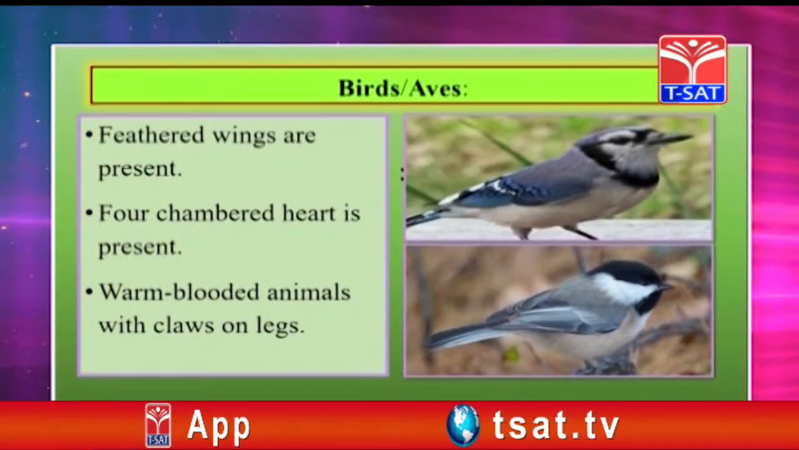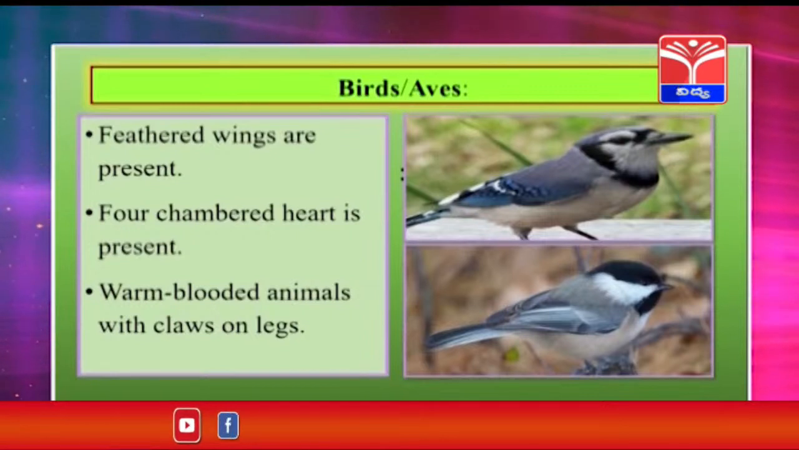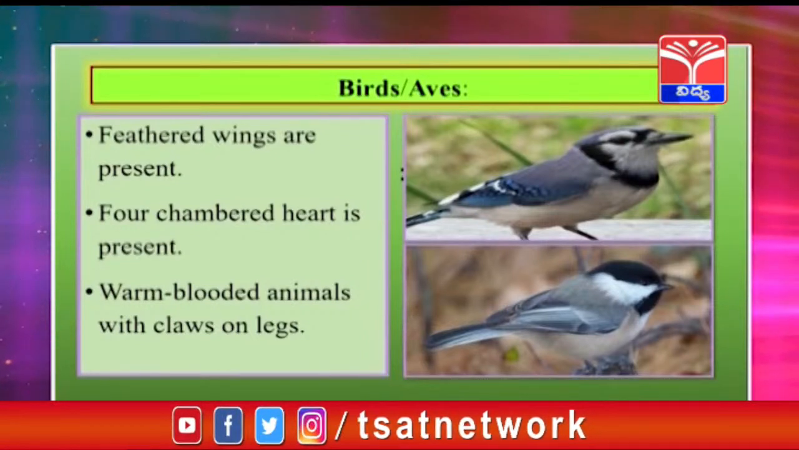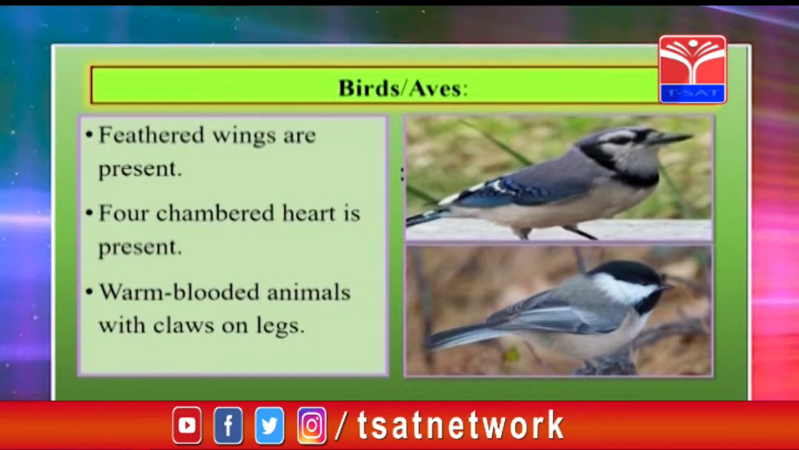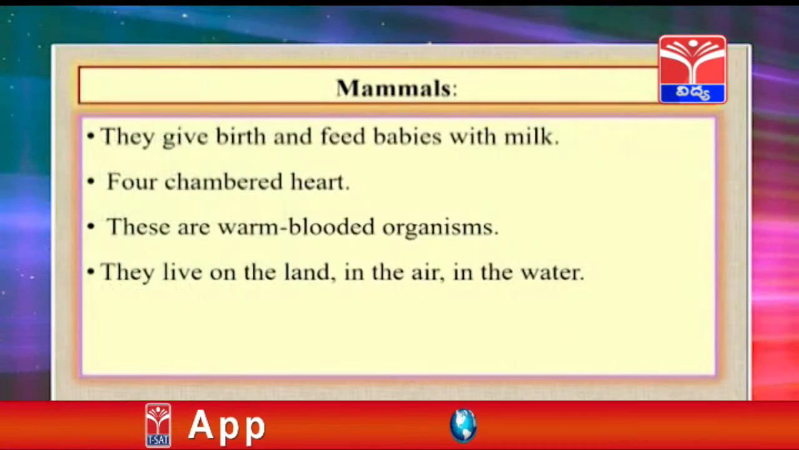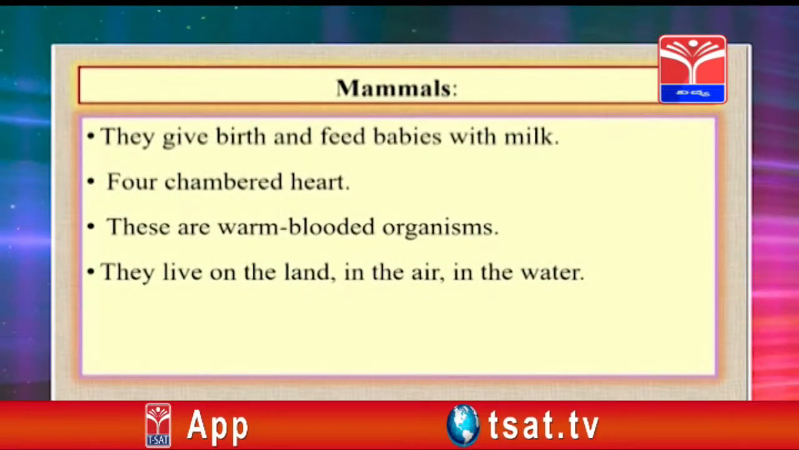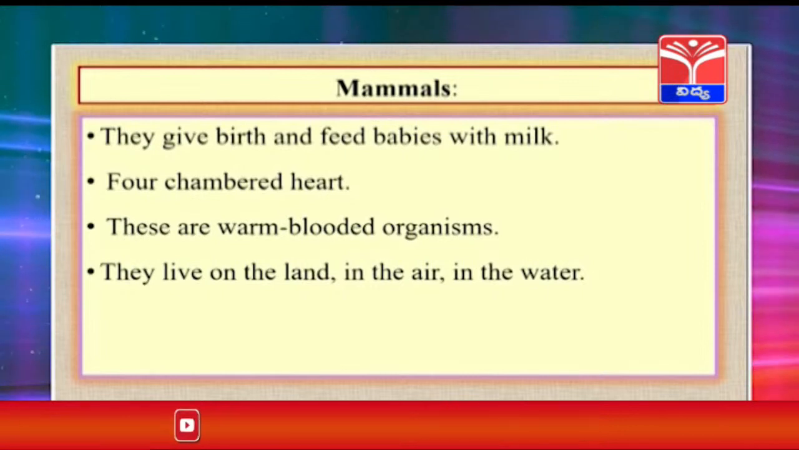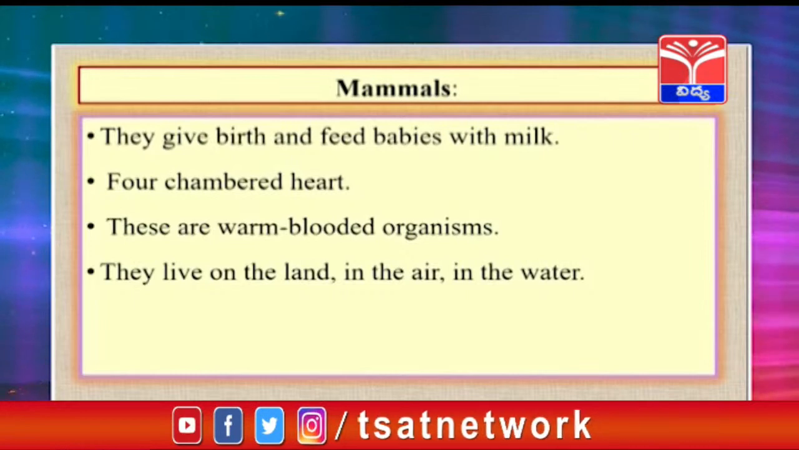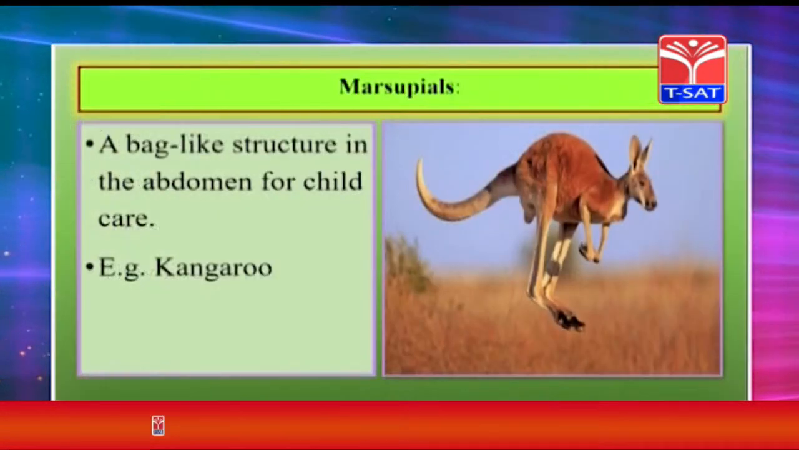Birds are aves. Feathered wings are present. A 4-chambered heart is present. These are warm-blooded animals with claws on legs. Mammals, they give birth and feed babies with milk. A 4-chambered heart is present. These are warm-blooded organisms. They live on the land, in the air and in the water.